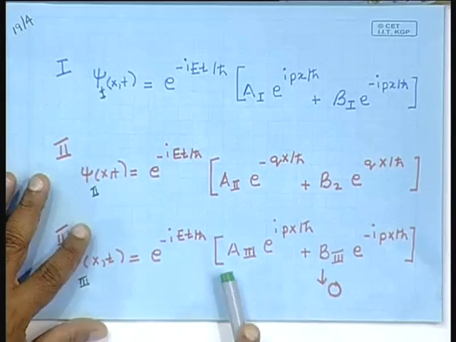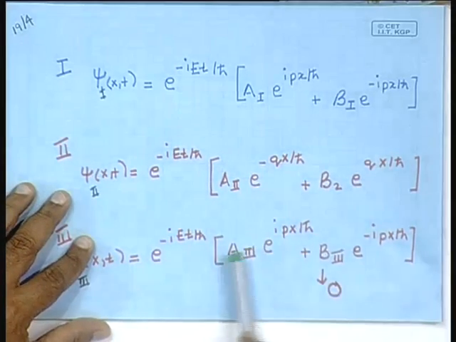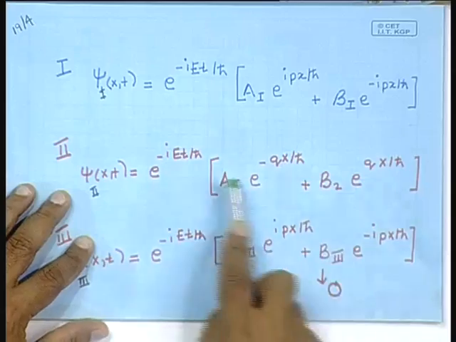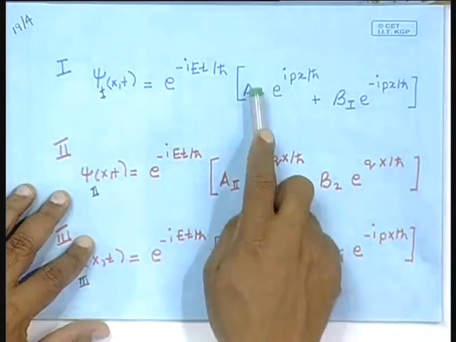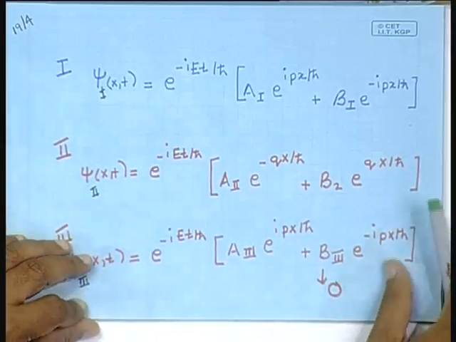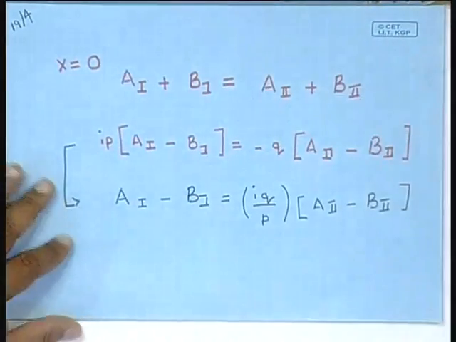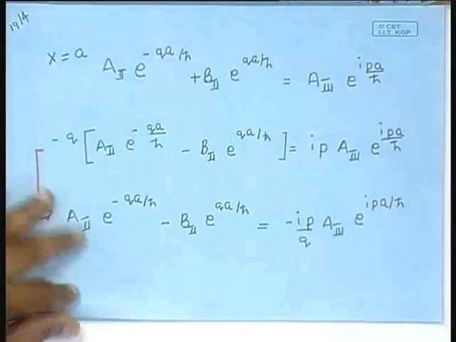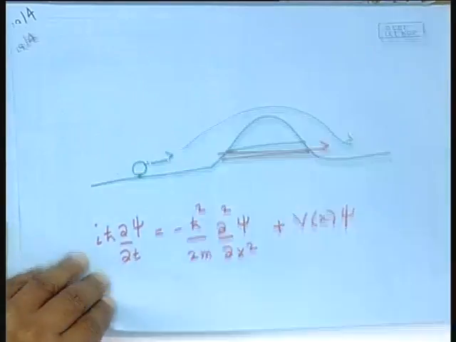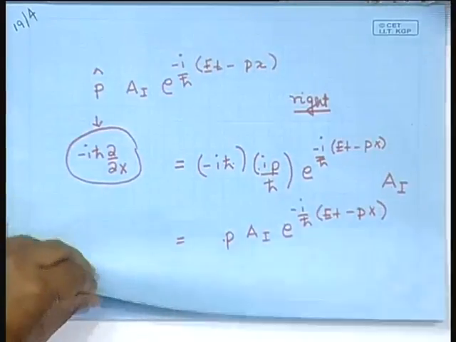So, what we were doing is we were finding relations between these amplitudes, between the amplitude here, here, here, here, and between these and these two amplitudes. And I told you that such relations can be found by applying suitable boundary conditions. So, let me show you what are the boundary conditions that you have to apply in general.